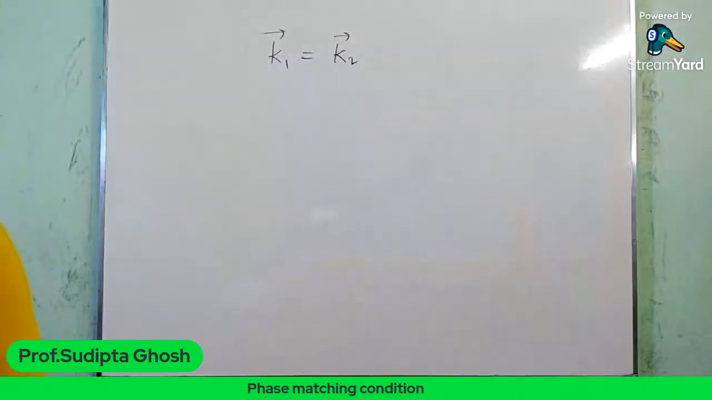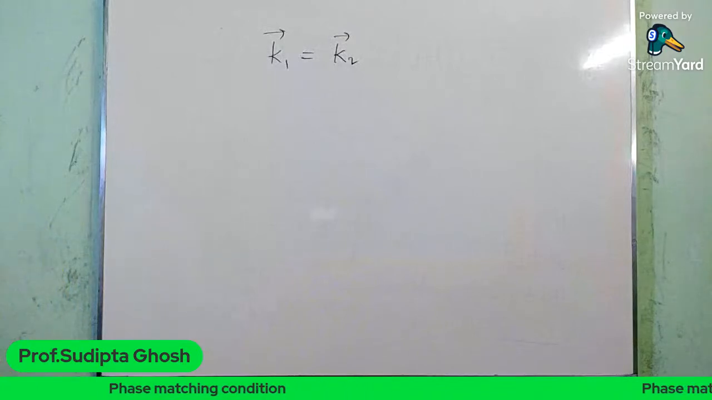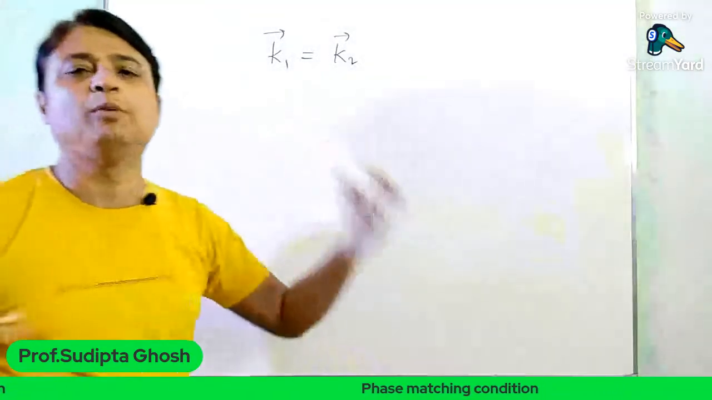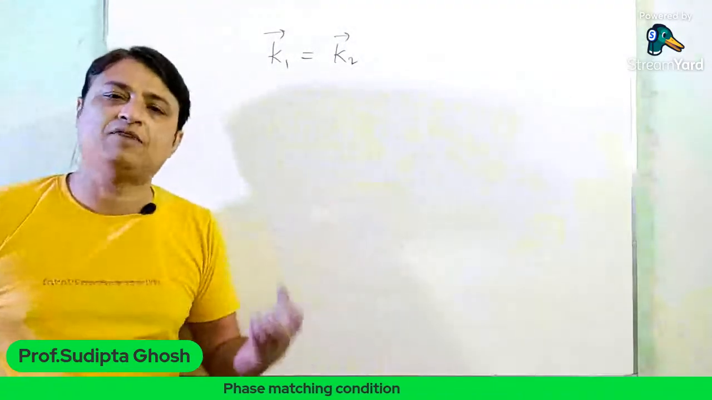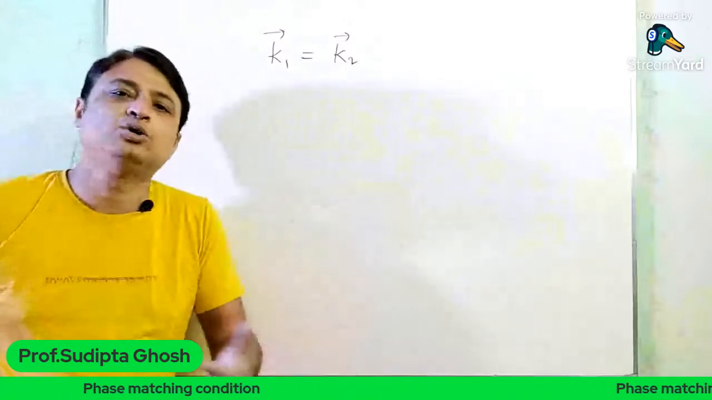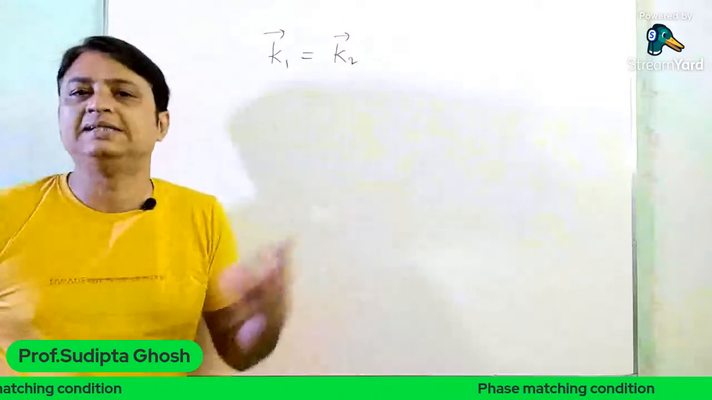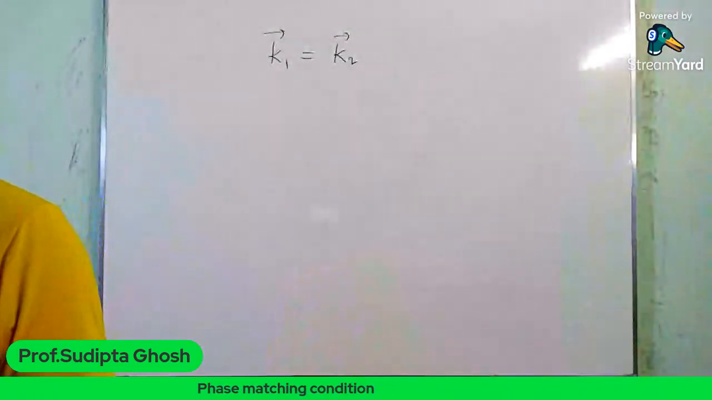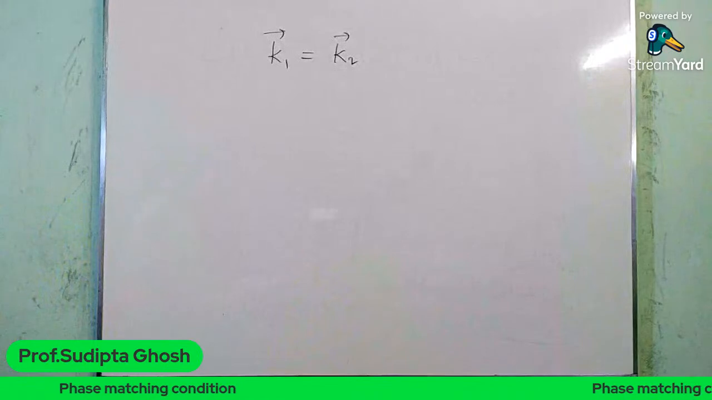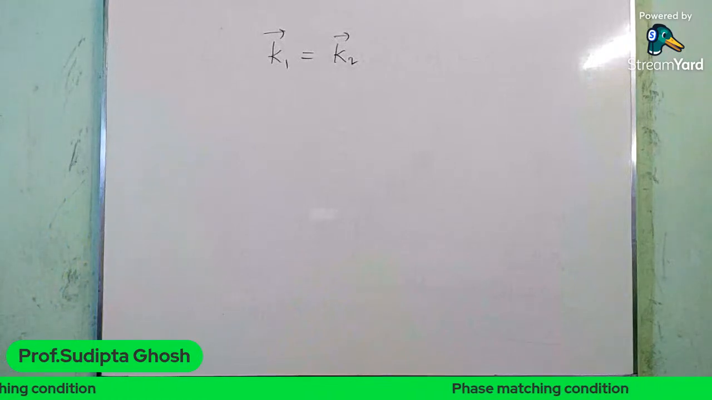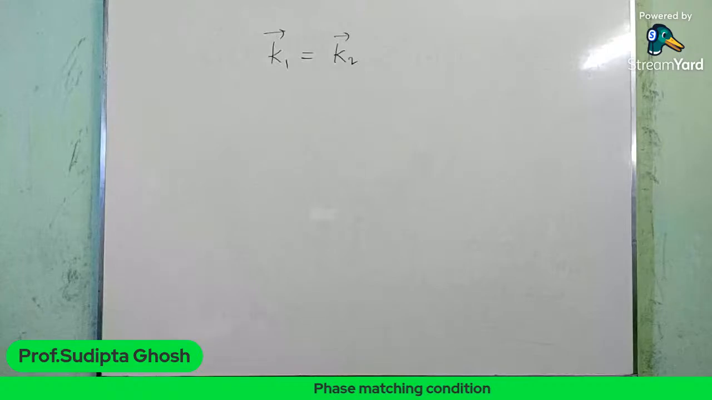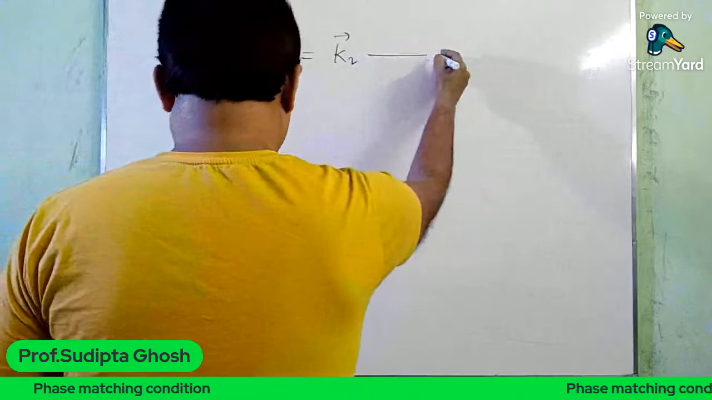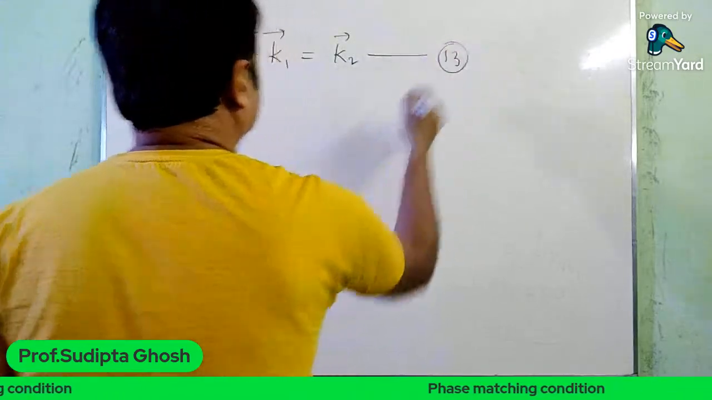So to hold the momentum conservation, if k1 is the momentum of the incident light wave and k2 is the momentum of the second harmonic wave, and to have the momentum conservation intact, we must have k1 equal to k2. Now, if the direction of input light and that of the second harmonic light lie in the same direction, we can write this equation. I think this should be written as equation number 13.